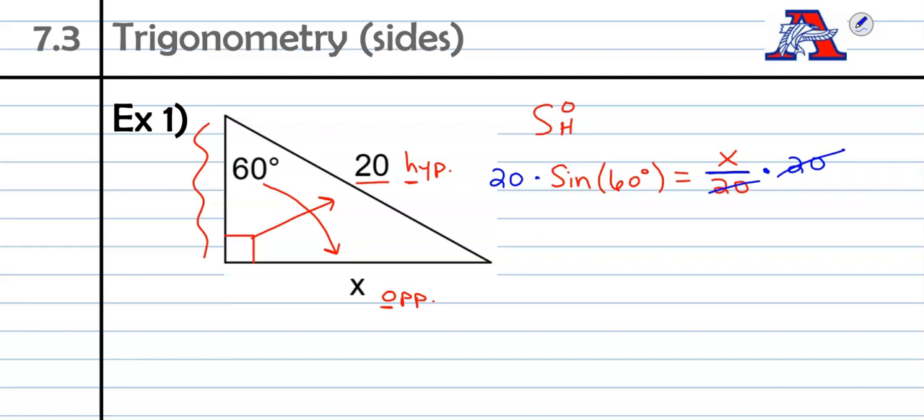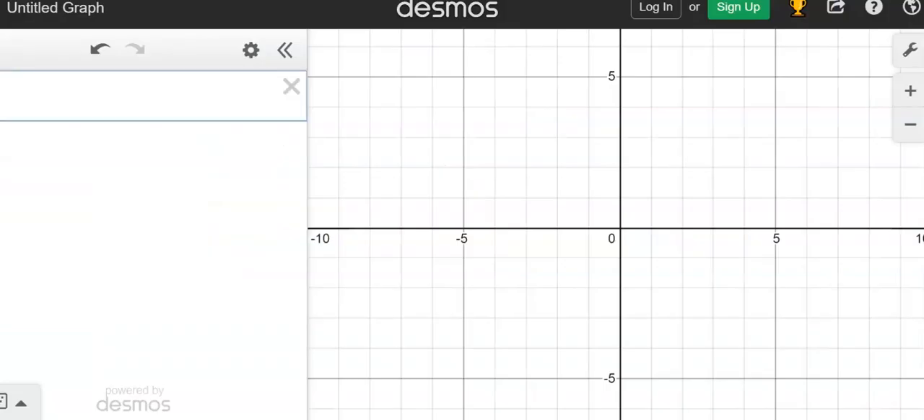Now I'm going to rewrite this. I'm not always going to do this, but I'm going to do it for this one just so you can see it. We have 20 times sine of 60 degrees equals x. Well, x is by itself. That was easy. Now all we have to do is type it into a calculator. So I'm going to go back to the Desmos calculator and type in 20 times sine of 60 degrees.